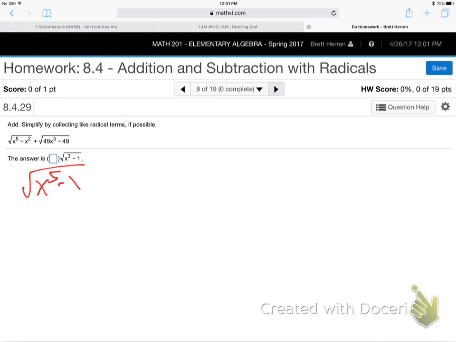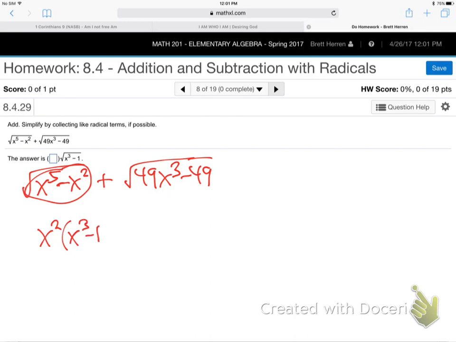49x cubed minus 47x, 7 minus. You can't combine them. Okay, so in this little world, factor out x squared. Good so far. What did I do? I'm factoring inside the root there. Remember factoring? Where you take out what's in common?